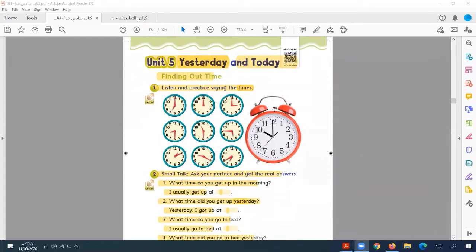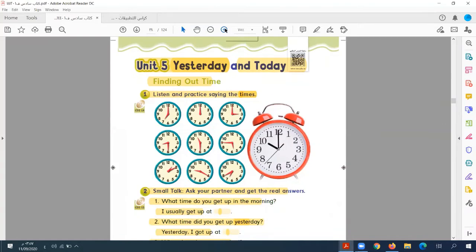So, as you see here, we are talking about the time. The time means al-waqt. Okay? And we use the clocks here, as you see in this picture, to talk about the time. These clocks are very important to talk about the time yesterday and tomorrow. Let's start.